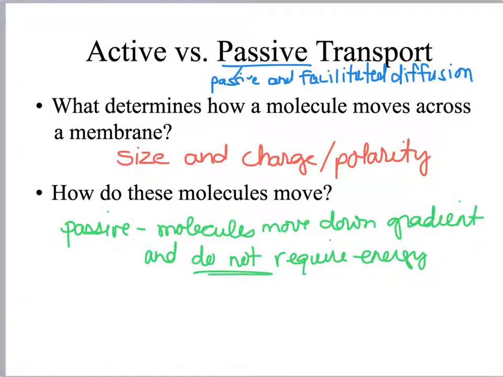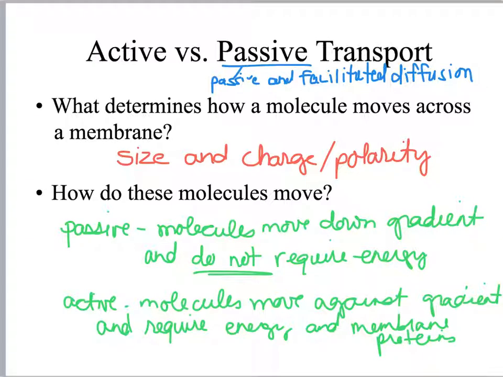When we're talking about active transport, the molecules will move against their concentration gradient, and they require both ATP and membrane proteins. So active transport requires energy, and these membrane proteins. And usually this energy is in the form of ATP.